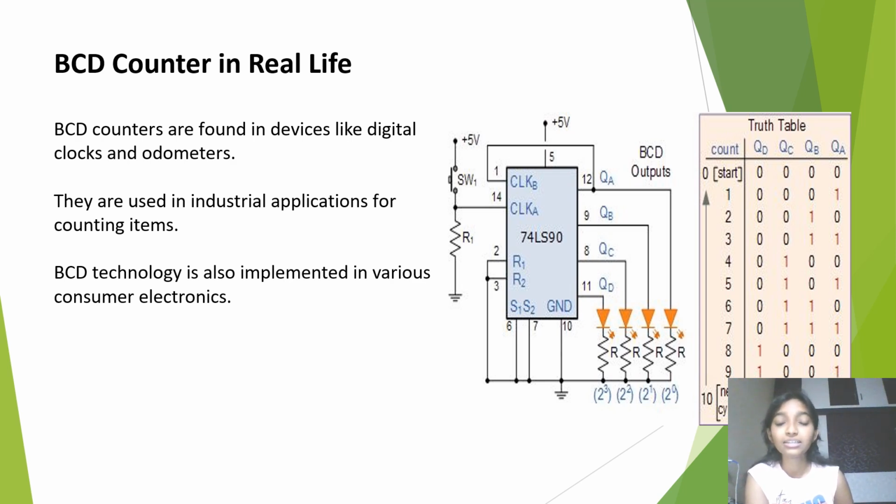BCD counter in real life. BCD counters are found in decimal devices like digital clocks and odometers. They are used in industrial applications for counting items. BCD technology is also implemented in various consumer electronics.